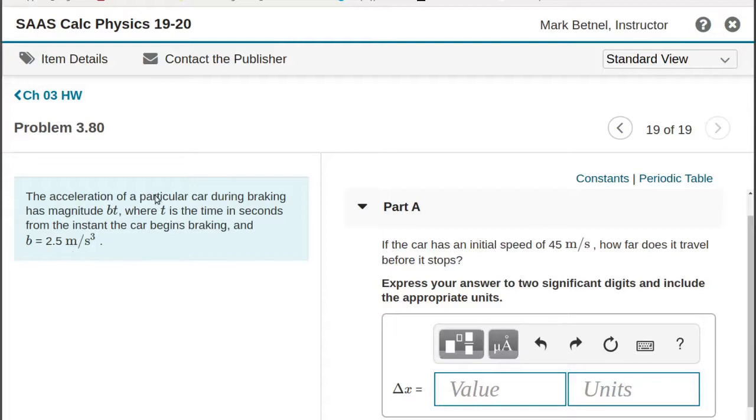Okay, and the question we're trying to answer is, if the car has an initial speed of 45 meters per second, how far does it travel before it stops? Okay, this is interesting. Magnitude bt, but it's braking, and it's going to stop. Let's keep all those things in mind as I move over to the whiteboard.